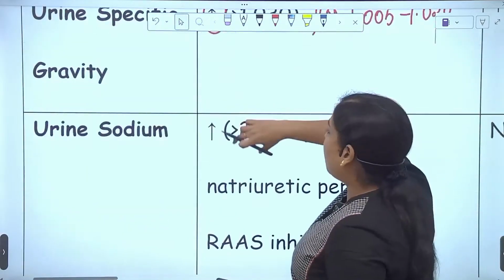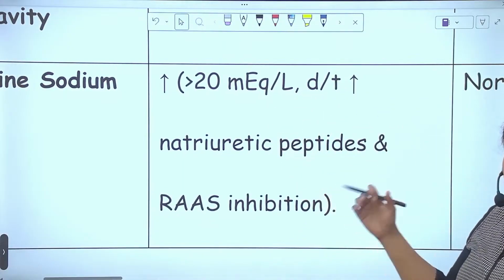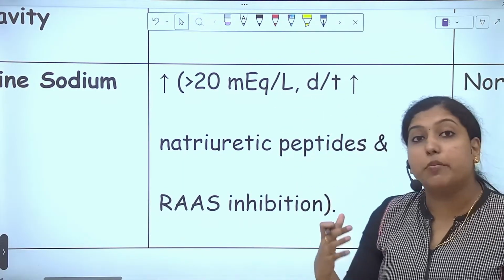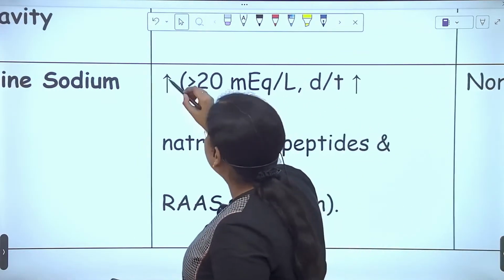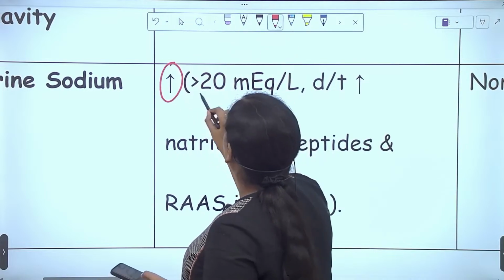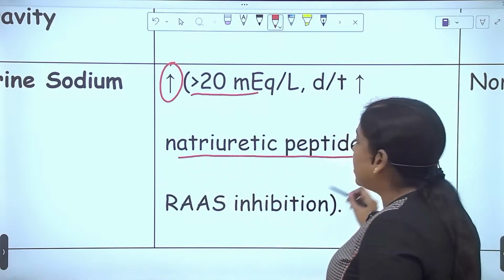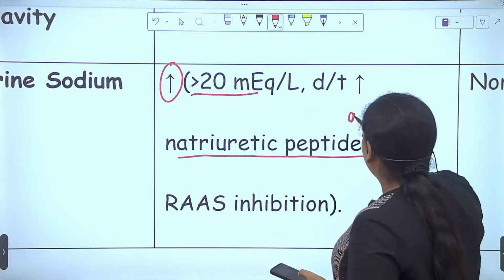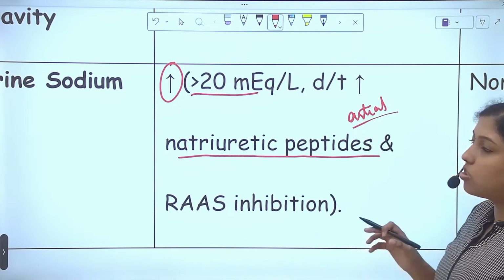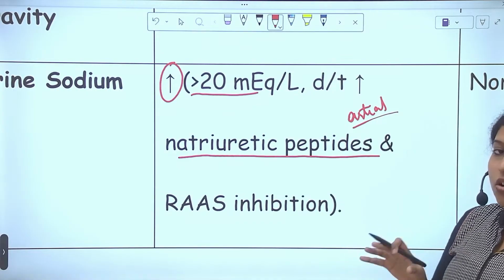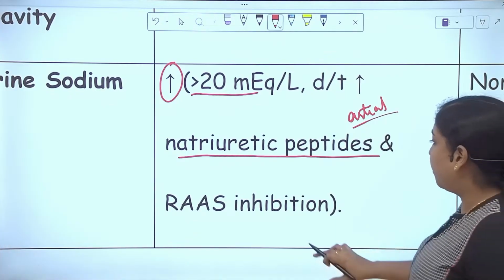So what about the urine sodium? The urine sodium is going to increase, whereas the sodium in the serum is going to decrease. The urine sodium is going to increase to greater than 20 milliequivalent per liter due to the release of natriuretic peptides. Your atrial natriuretic peptide is going to increase, which in turn causes an increased sodium concentration in your urine, right?